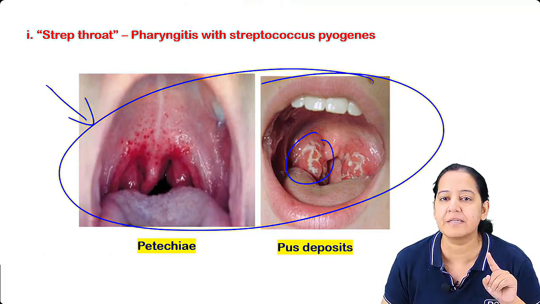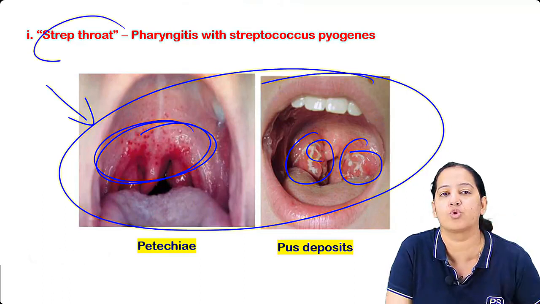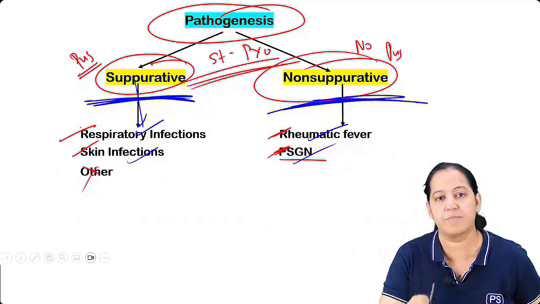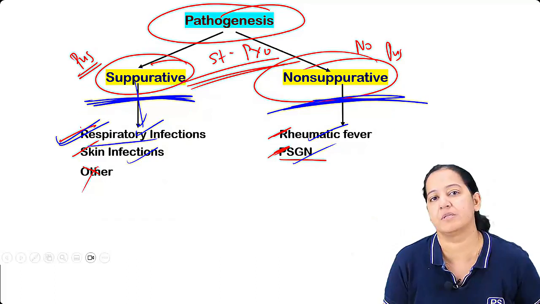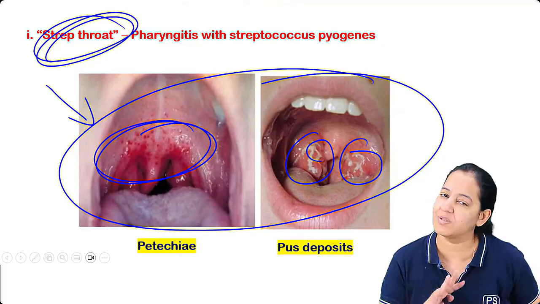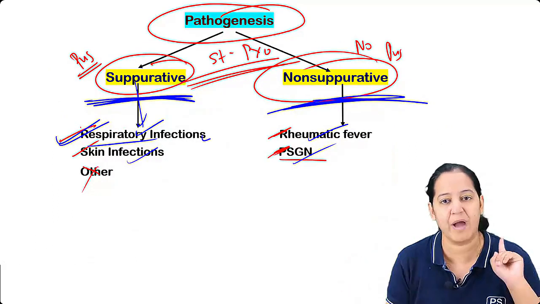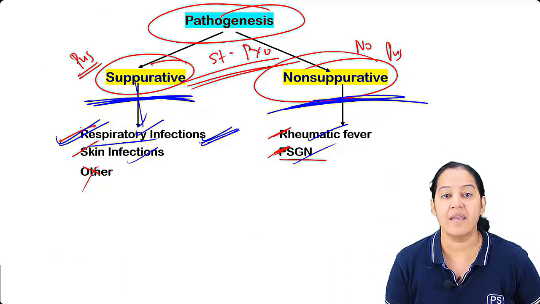You can see pus in the tonsil. You can see petechiae on the palate. It is known as sore throat. It is caused by this. The most common bacteria which causes sore throat is Streptococcus pyogenes. We all have this. Currently, I am also having it. So Streptococcus pyogenes is the most common bacteria which causes sore throat. Never forget. The next is the skin infection.